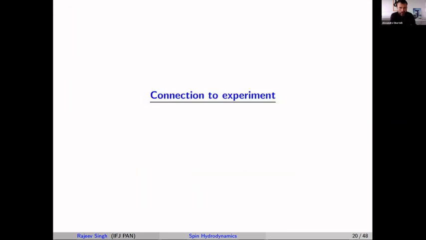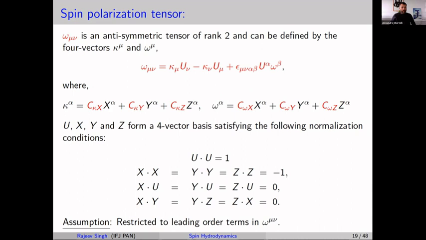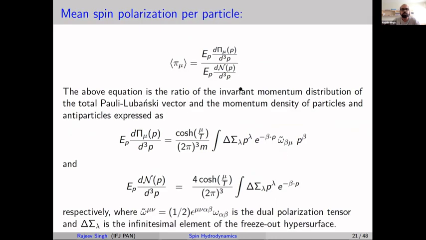Okay, no problem. And how can this framework be compared to the experiment? We will calculate the average spin polarization, which I was saying before. The average spin polarization can be calculated like this, where the numerator is the total Pauli-Lubanski vector of the particles, and the denominator is the momentum density of all particles and antiparticles. For this, we need the freeze-out hypersurface.